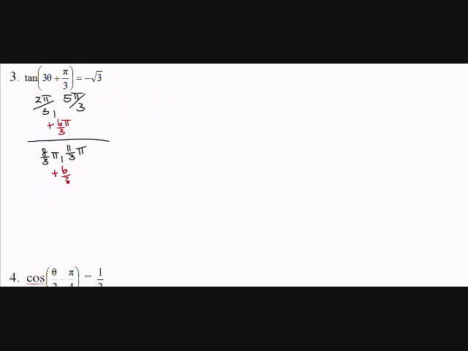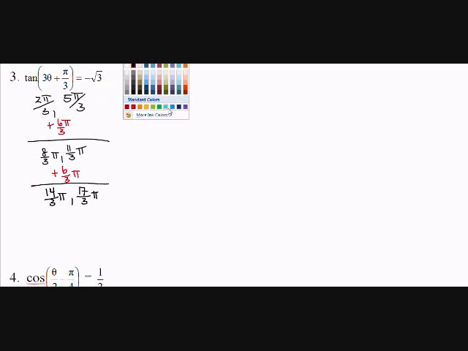I'm going to add 6/3 pi. I like just to use black. So that's 14/3 pi, and that's 17/3 pi. And then also off that, going this direction, I'm going to subtract 2 pi, where 2 pi is the same as negative 6/3. So the angles I'm going to get if I subtract, I get negative 4/3 pi and negative pi over 3.